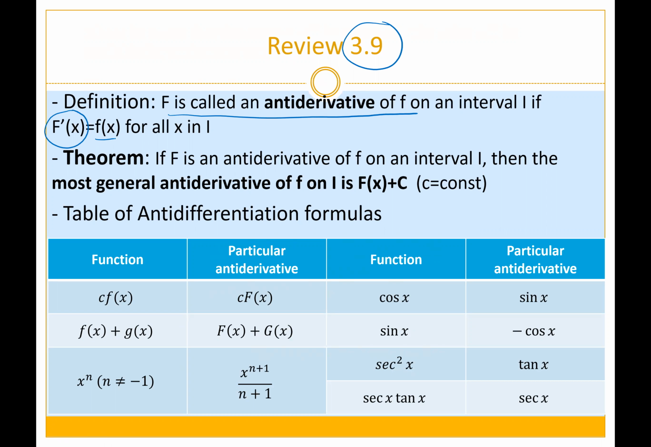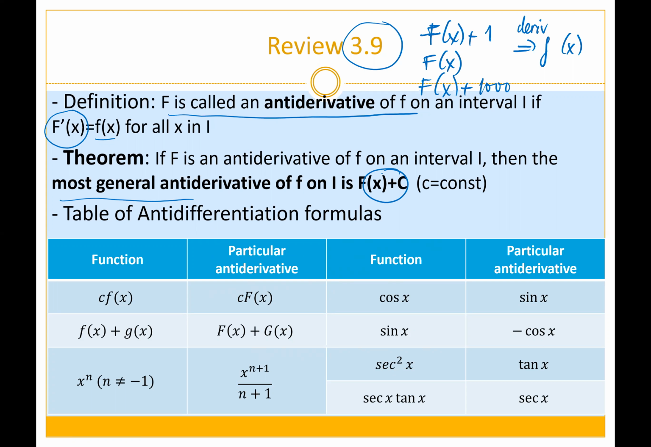Then you have the theorem: if F is an antiderivative of f, then the most general antiderivative of small f on I is F(x) plus C. For example, if you have F(x) plus 1 or F(x), when you take the derivative, both are just f of x. It doesn't matter what constant goes along with big F. You can have 1, 2, or even 1,000, and you're still going to get that derivative.